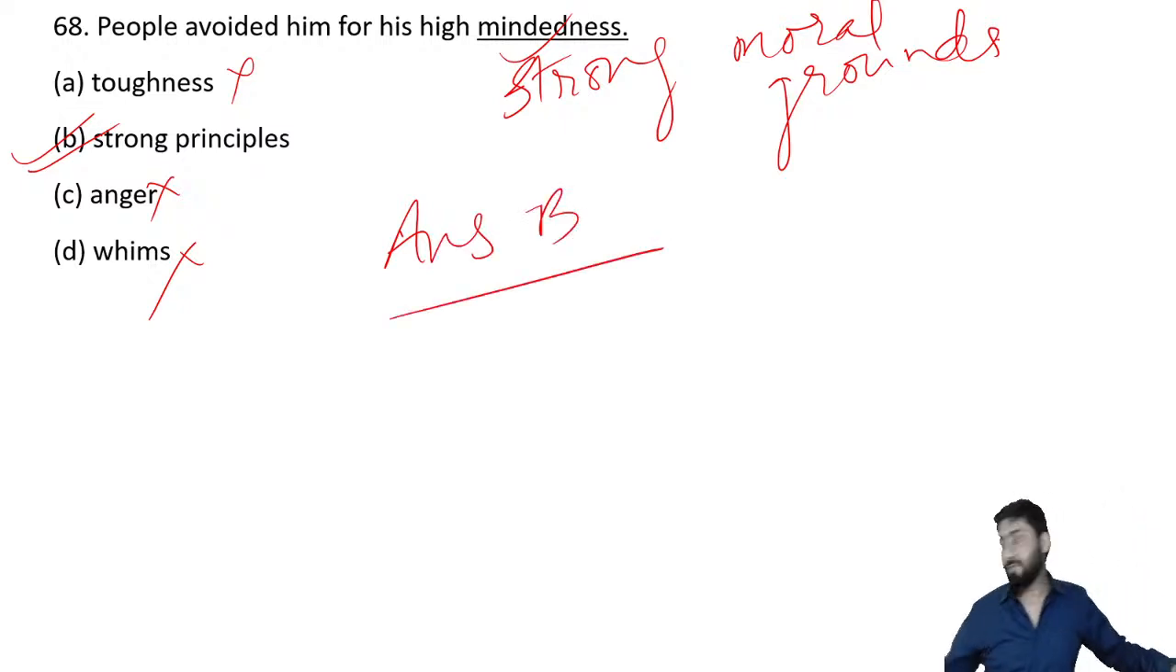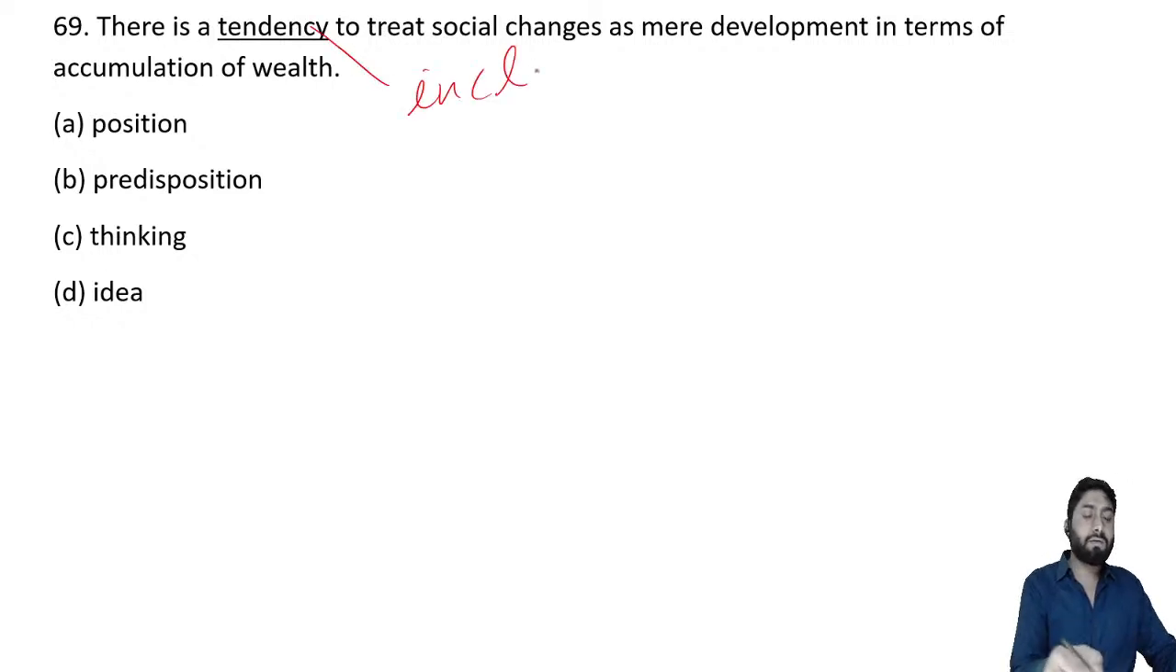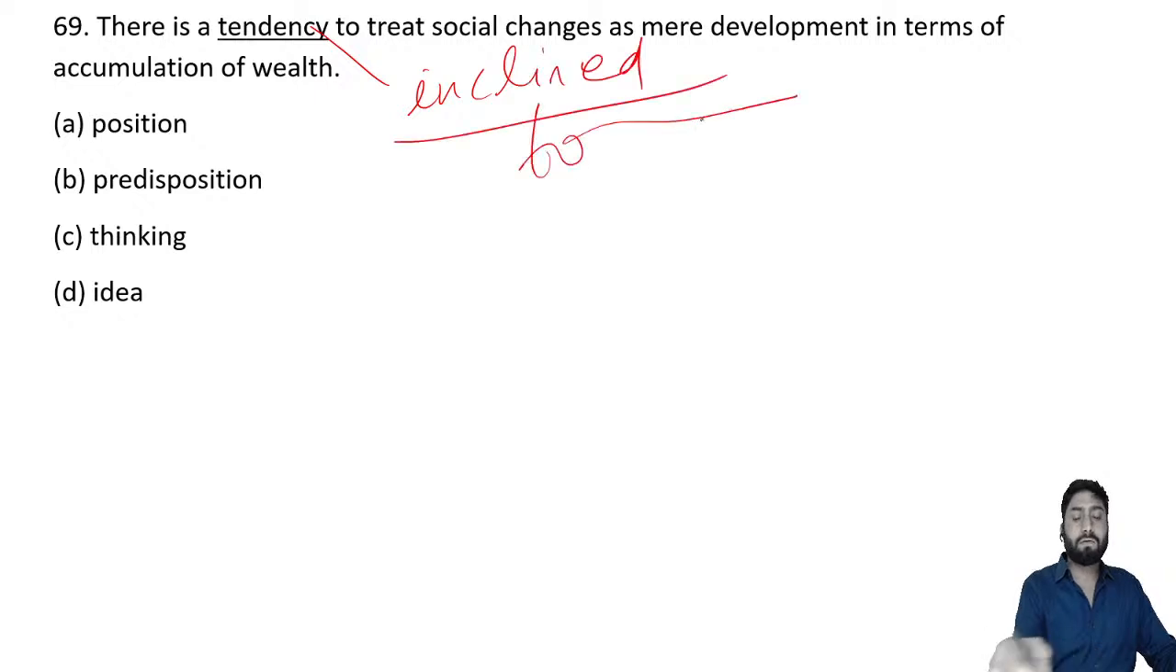Most suitable synonymous word. Coming back to the next one now. There is a tendency to treat social changes as mere development in terms of accumulation of wealth, right? So typed correctly, you can check. Yes, tendency. Tendency is used for inclination. You have some inclination towards doing something, then you have that tendency. So there is a tendency means you're inclined towards something, to do something. Right. So treat social changes as mere development in terms of accumulation of wealth.